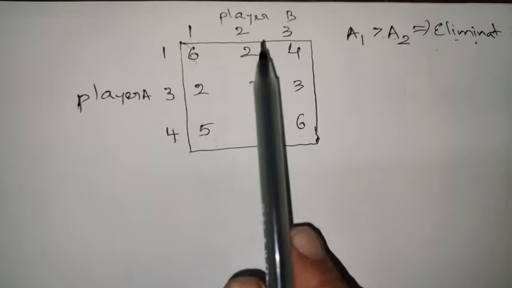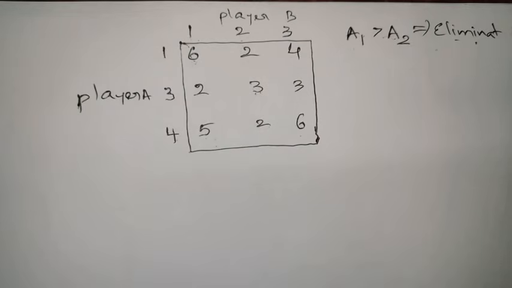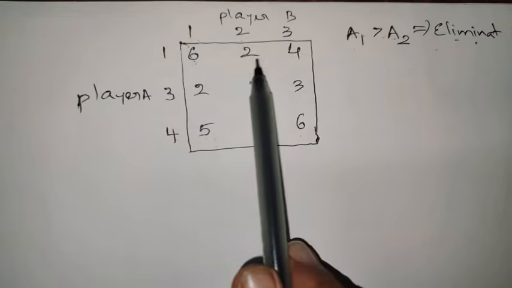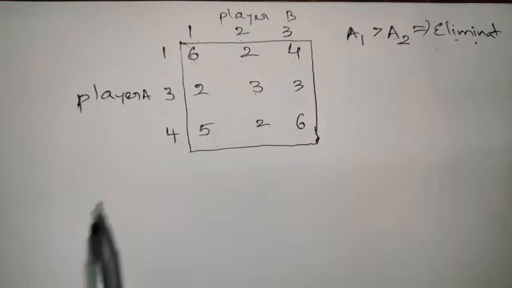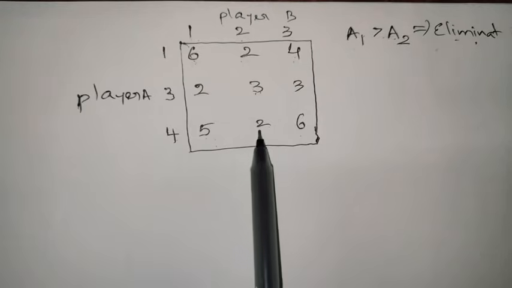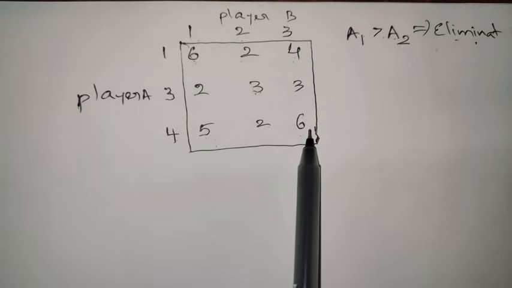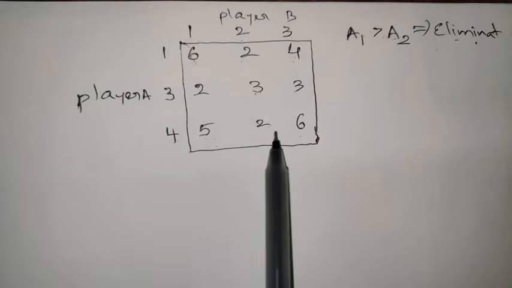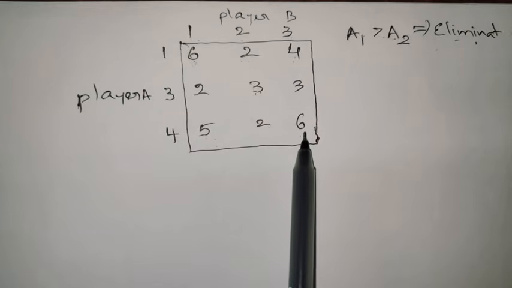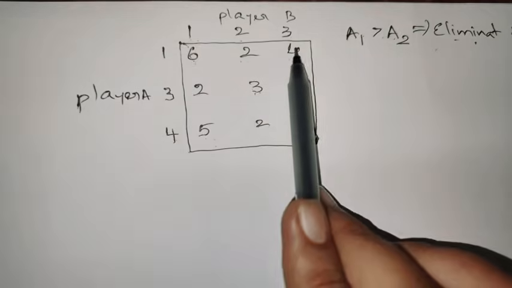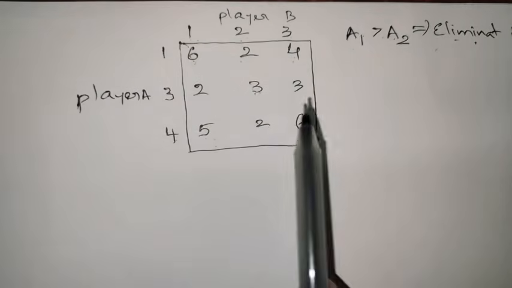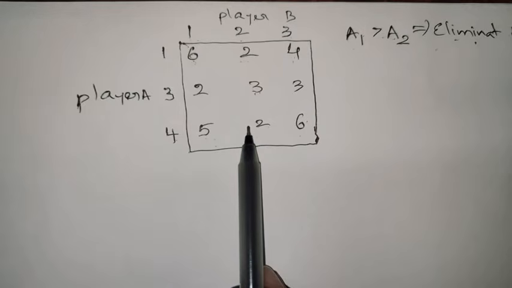Now I am taking the combination of 2, 3. Then compare the values 2, 4. Third strategy is higher. 3, 3. Both are equal. 2, 6. Then third strategy is higher. So if you take this case, then column 3 is completely dominating column 2.